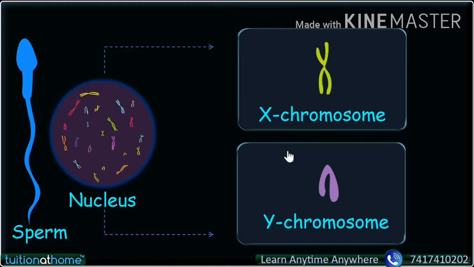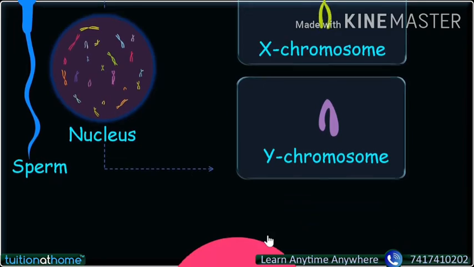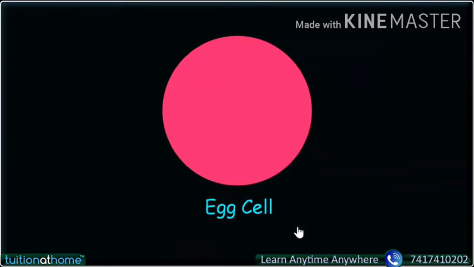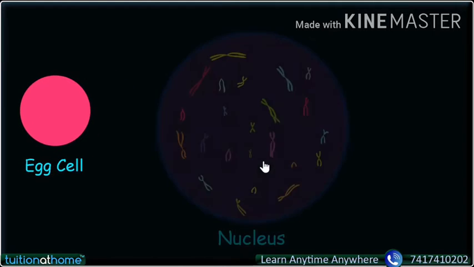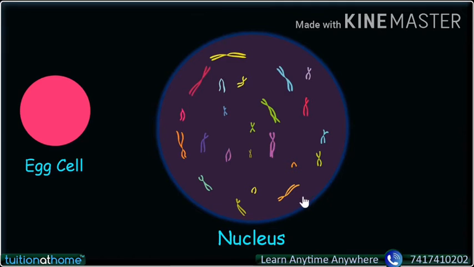Now, look at the egg cell. The nucleus of the egg cell also has special chromosomes. It also has 23 chromosomes. One is a sex chromosome and the rest 22 are autosomes. Unlike sperm, an egg cell will always have an X chromosome. It has only an X chromosome, no Y chromosome.